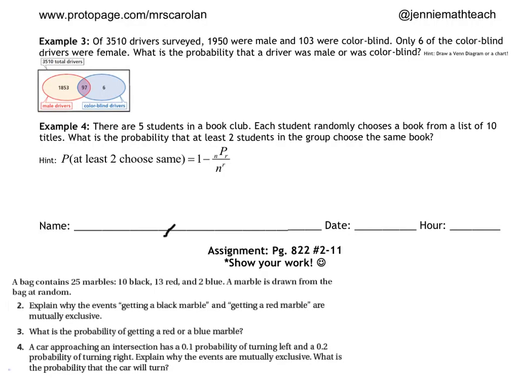All right, next we have drivers. Some are male, some are female, and some are colorblind. We want the probability that a driver was male or was colorblind. So male or colorblind. Oops, that's supposed to be a C. So let's figure this out. What's the probability that somebody is male?